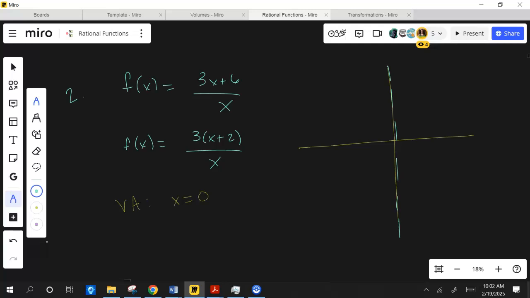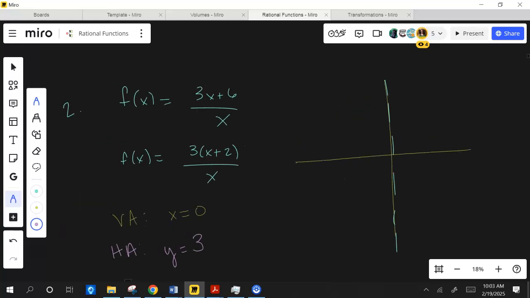How about horizontal asymptote? I look at the degree of the top as compared to the degree of the bottom. So remember, if it's top heavy, what does that mean? No horizontal asymptote. If it's bottom heavy, y equals 0. And if it's the same like it is here, that's right. So in this case, that would be y equals 3. So I go up to 3.